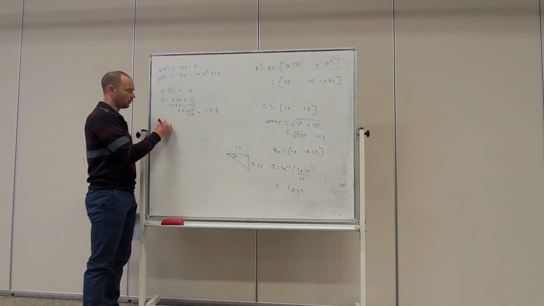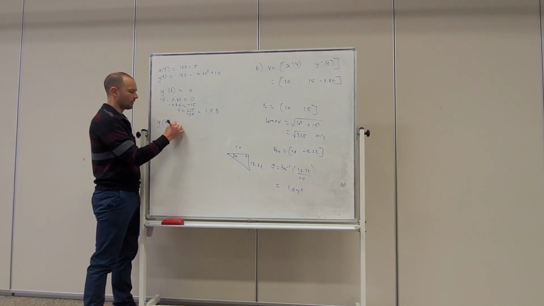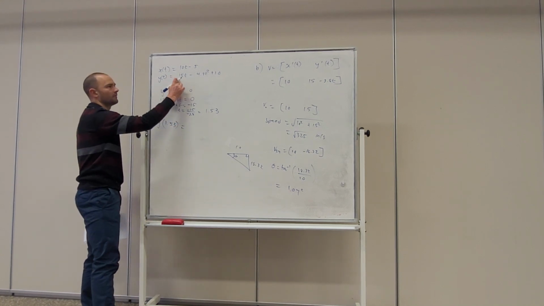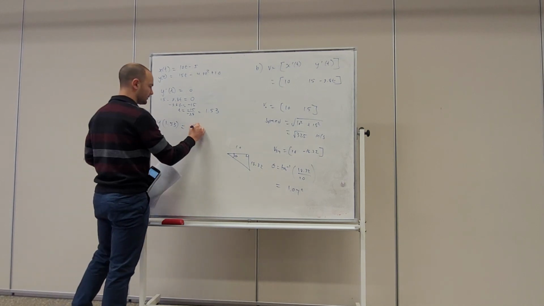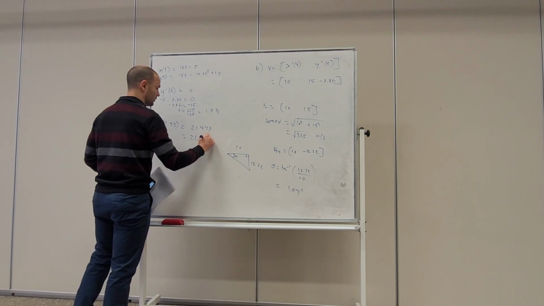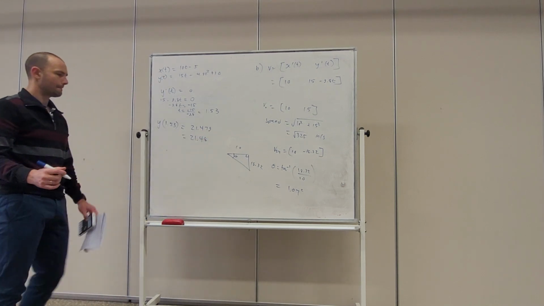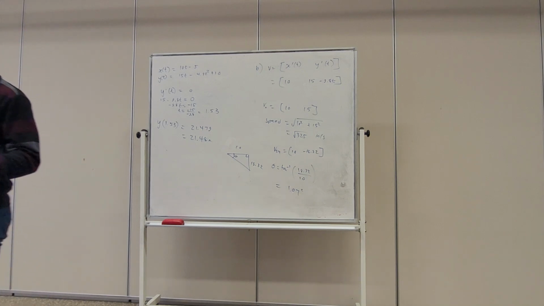And so then we want to know what's the maximum height. Well, that's the y component when the time is 1.53. So we're putting 1.53 into the y equation, and we get 21.479, 21.4 meters. Okay, so we've answered all those parts.